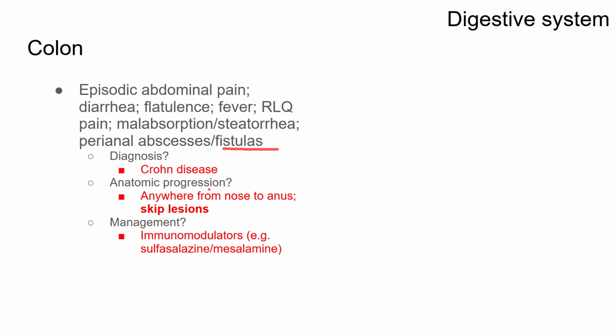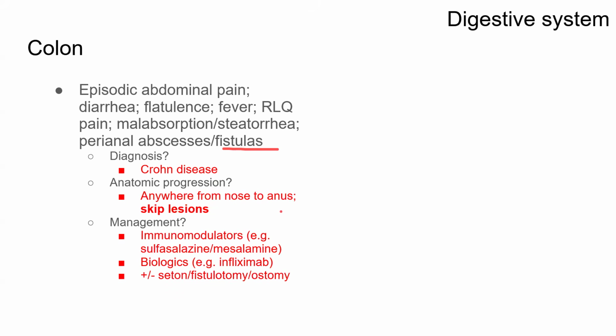But in general, since this is an inflammatory condition, you want to give immunomodulators, like sulfasalazine, mesalamine, to manage and tone down the immune hyperactivity, so to speak. You can also consider biologics or antibodies, like infliximab.